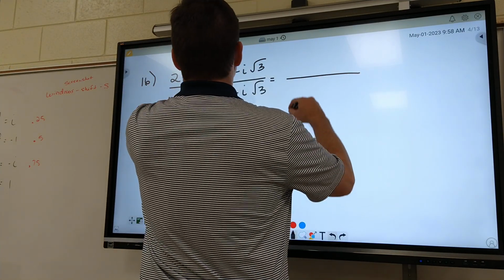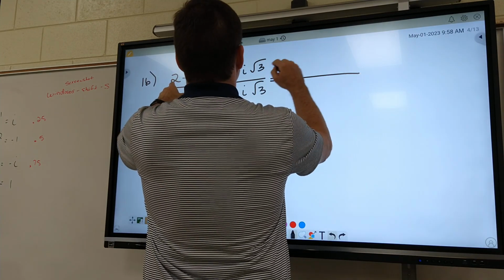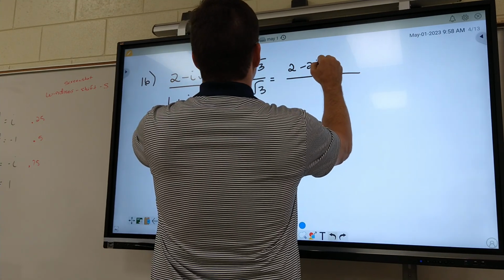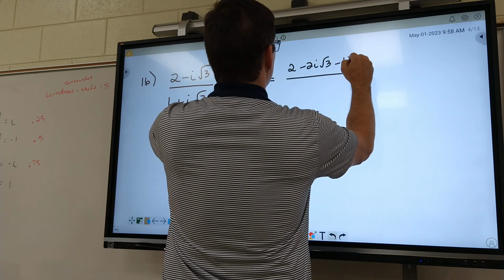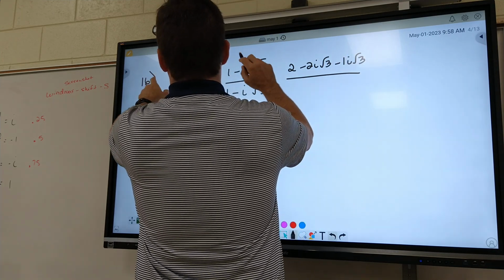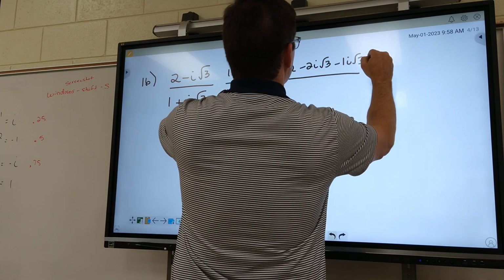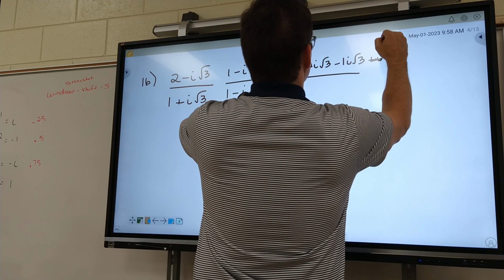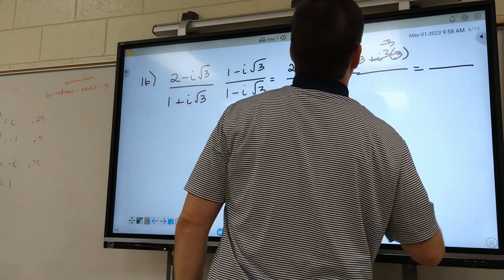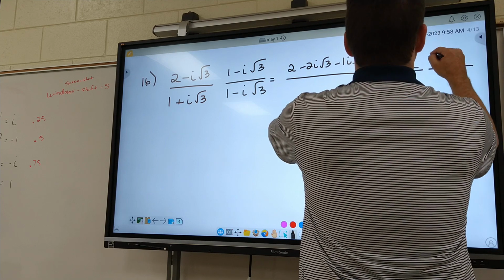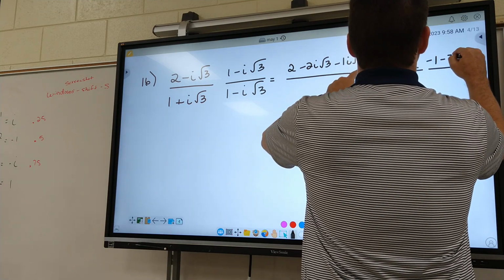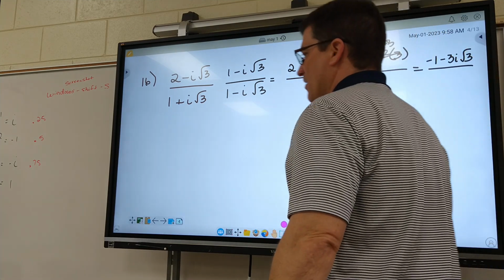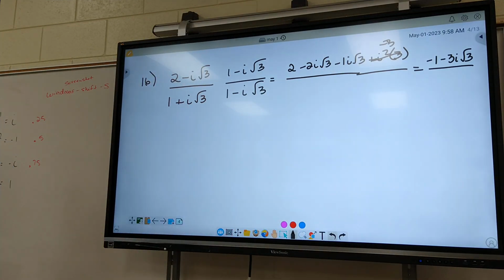All right, on top, 2 times 1 is 2. I got minus 2i root 3 minus 1i root 3. So make sure I'm right here. Negative 2, negative 1. Then I got a positive i squared and a 3, which is just minus 3. So I've got 2 minus 3 is negative 1, minus 3i root 3. All right, check what I've got on the top. Make sure we're good. Jacob? That's what I got. Jacob says we're good. Takaya says we're good. Leanna says we're good too.